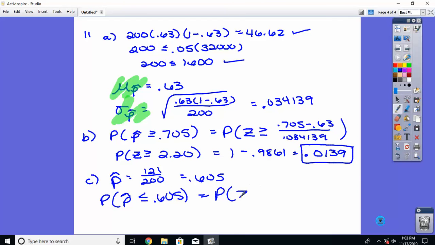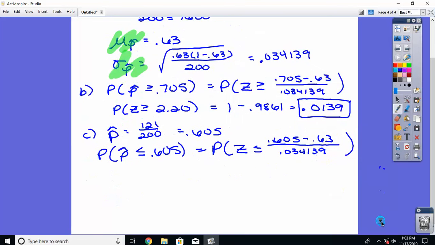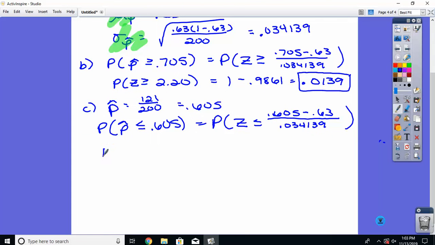So that's the probability that Z is less than or equal to 0.605 minus your mean, which we're using the 0.63, over the standard deviation. So if you plug that in, you get the probability that Z is less than or equal to negative 0.73, which you just read from the table. And that gives you 0.2327.